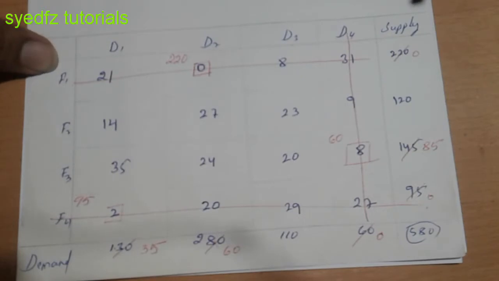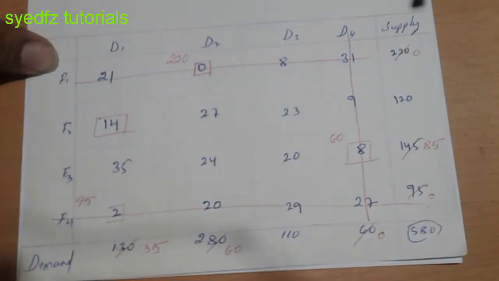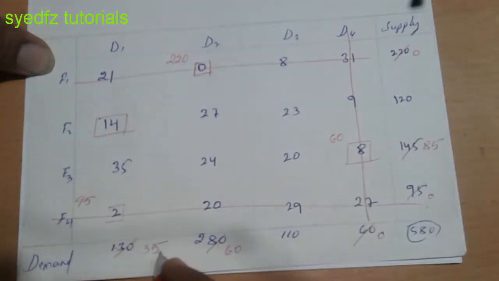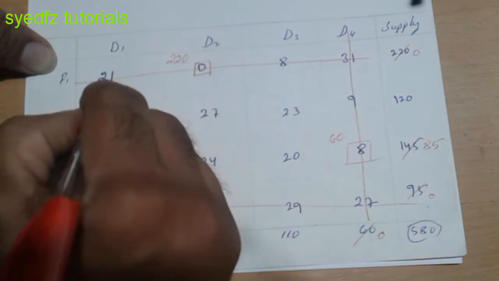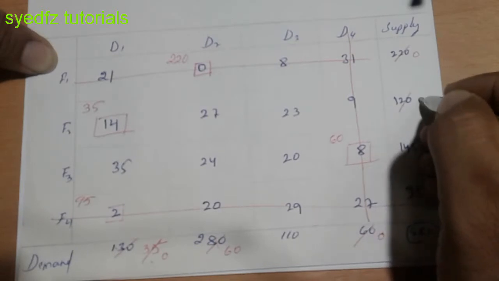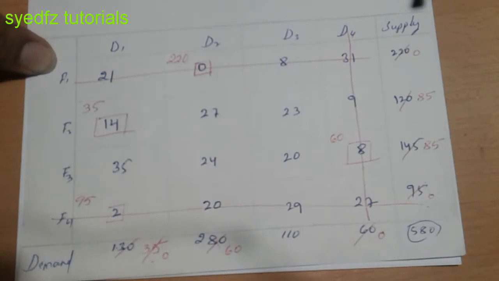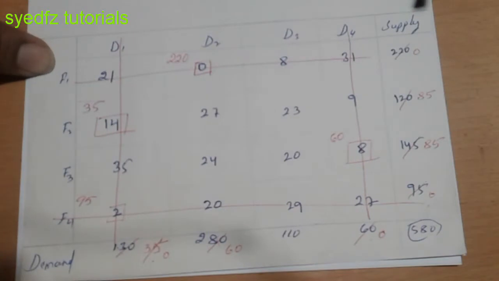Now which is the minimum? 14 is the minimum. We have 35 demand, and in the 14 column there is a supply of 120. So we can totally complete the demand of 35. Deduct 35 from 120, and we get 85. The demand is over, so deduct this column.